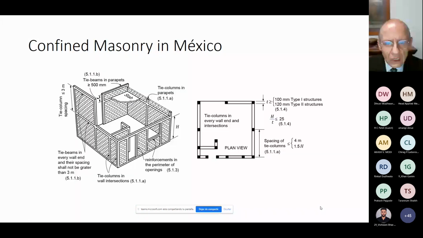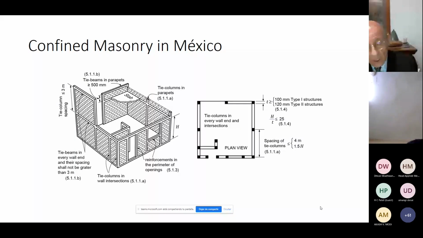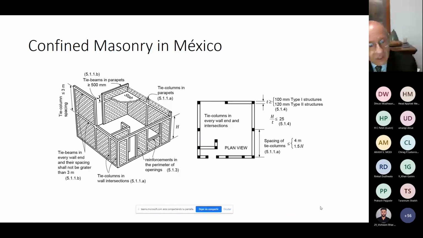And I always start with this figure because it gives us what we understand with confined masonry in Mexico specifically. And these are the specifications for the confined masonry in Mexico. Basically, we have masonry panels that are surrounded by reinforced concrete elements, beams and columns that we usually call tie columns and tie beams. And here in the figure the spacing of these elements is specified.